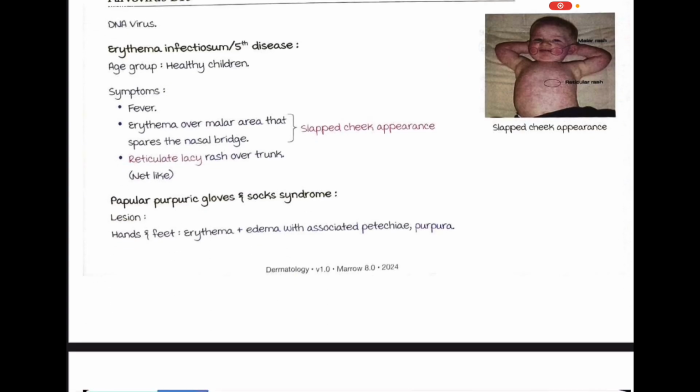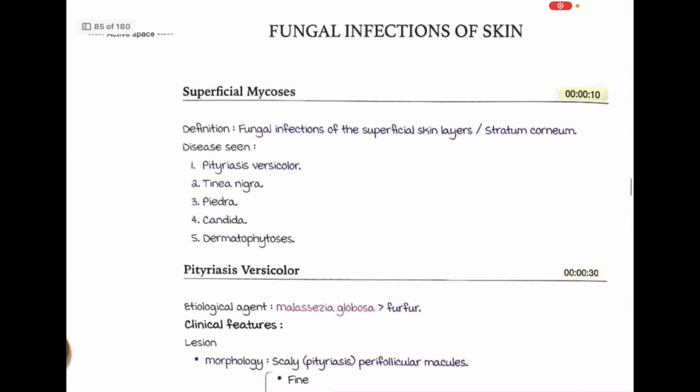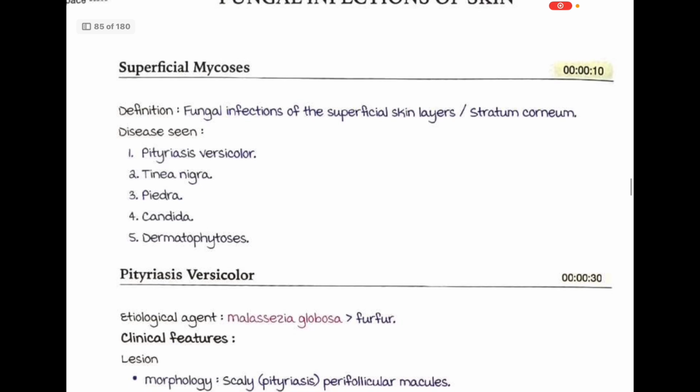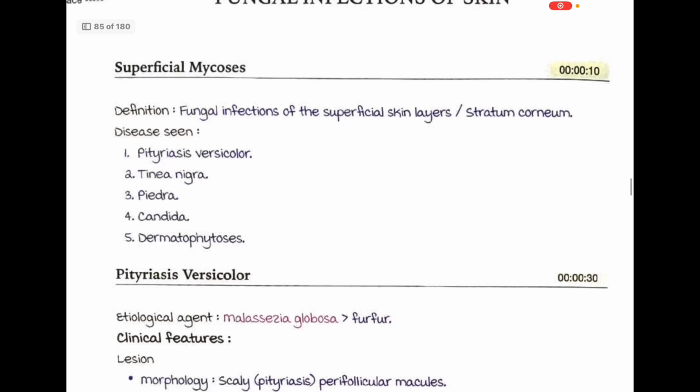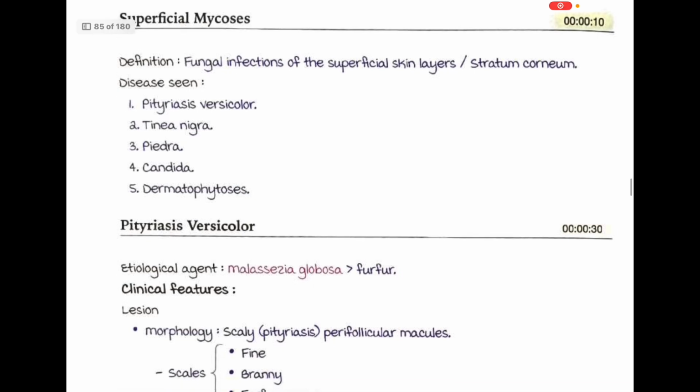Papular purpuric gloves and socks syndrome. Hand and feet erythema plus edema associated with petechiae, purpura. Moving on to fungal infections of the skin. Superficial mycosis. Definition: fungal infections of superficial skin layer, stratum corneum. Diseases: pityriasis versicolor, tinea nigra, piedra, candida, dermatophytosis.